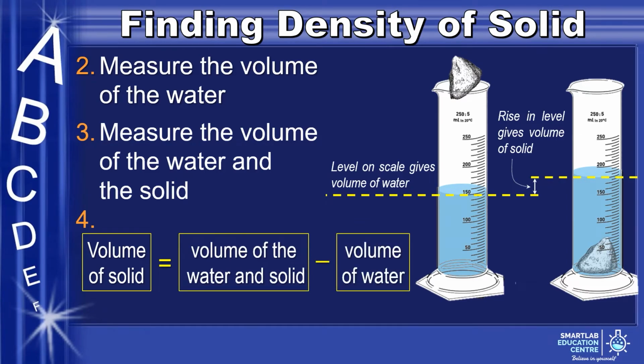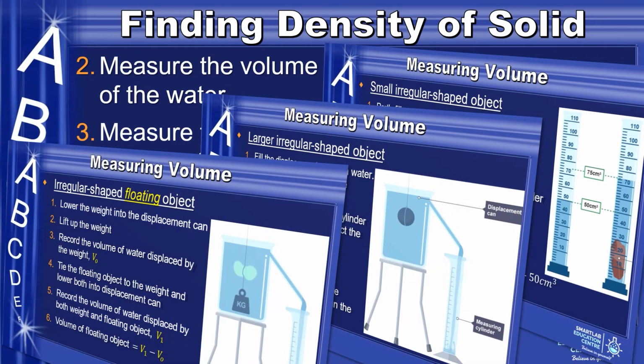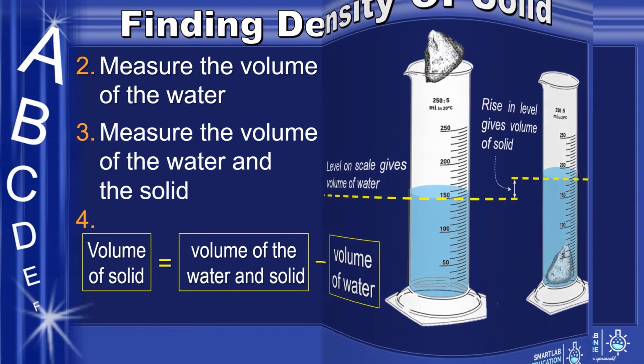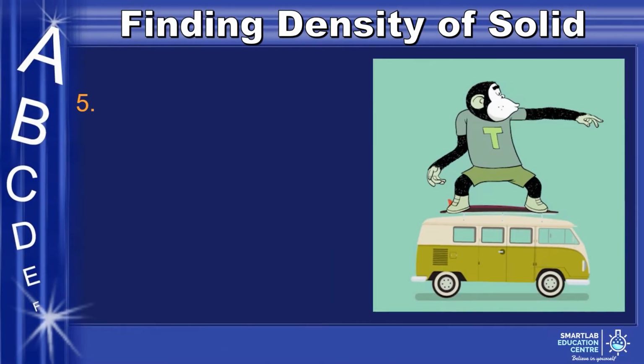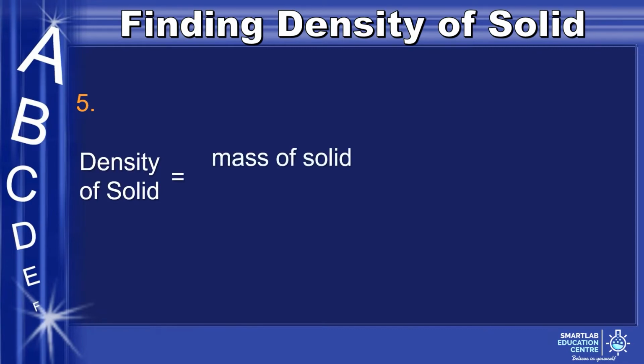To measure the volume of larger irregular-shaped object, we use a displacement can and a measuring cylinder. We have learned this in the previous topic. Please review as needed. Step 5. Calculate the solid density by applying the formula. Density equals mass divided by volume.